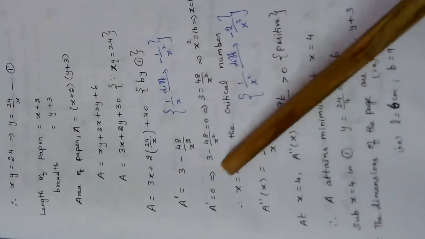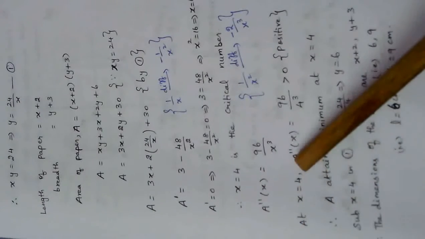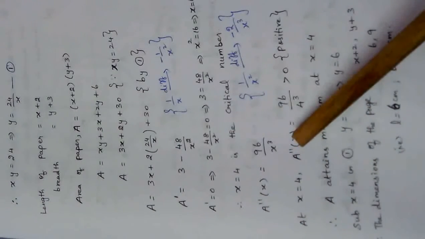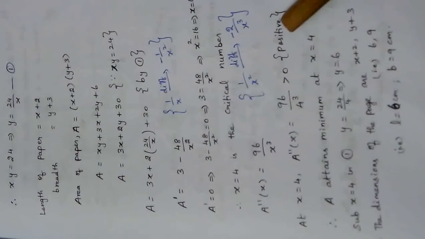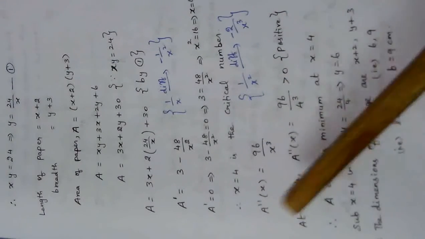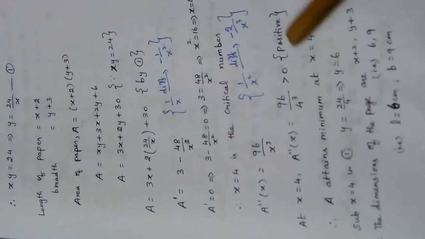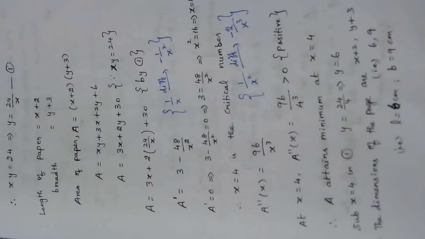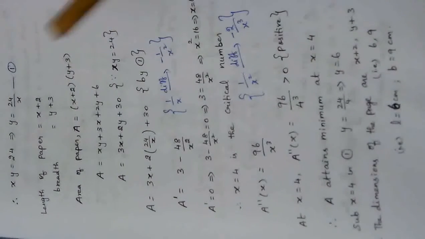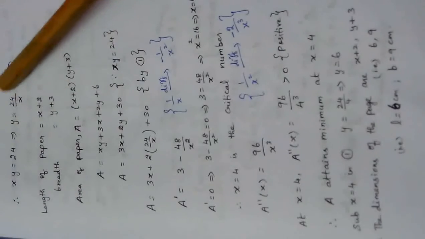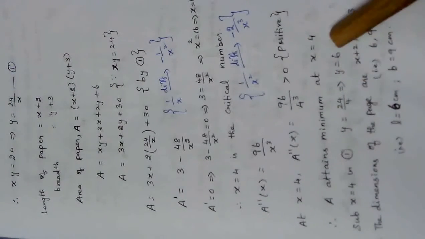You substitute this critical value at this A double dash of x. So when at x equal to 4, what happens for A double dash of x? 96 by 4 power 3. Positive, positive. So the answer is positive. Positive means what is the meaning? The function attains, that is area attains minimum at the point x equal to 4. So only the area of the paper is minimum when the x value is 4. X is 4 means we can substitute 4 here and easily we can find out y value. So y is equal to 24 by 4, cancelling 6 is the answer.